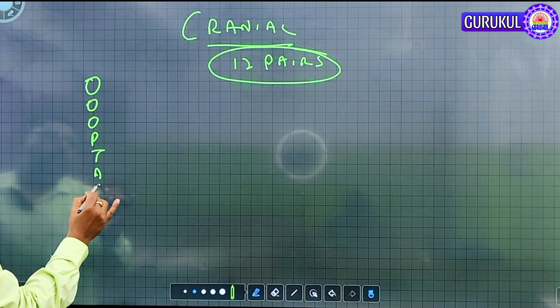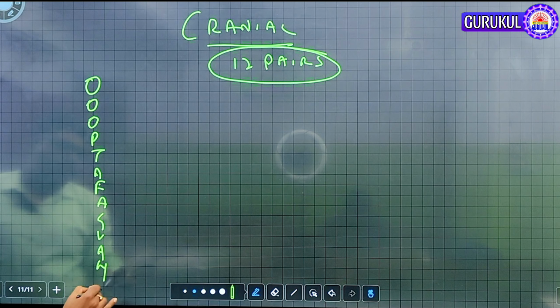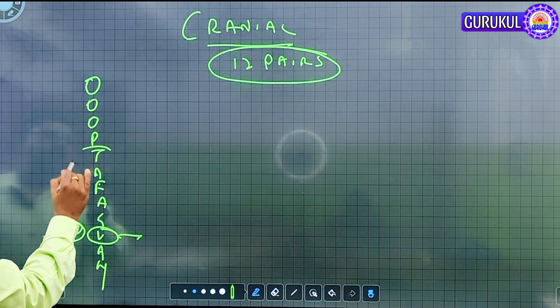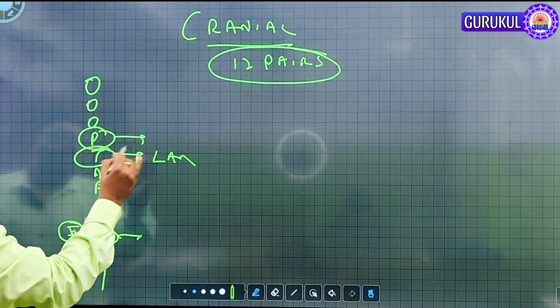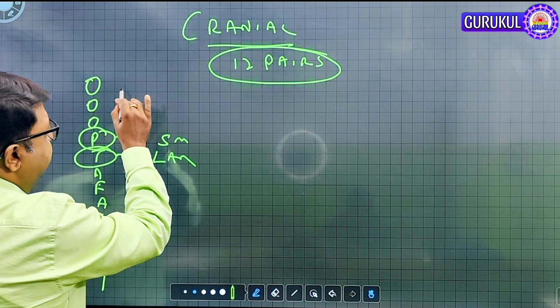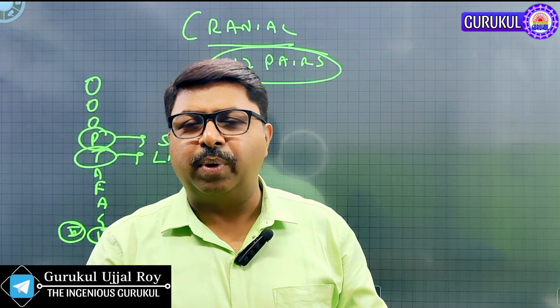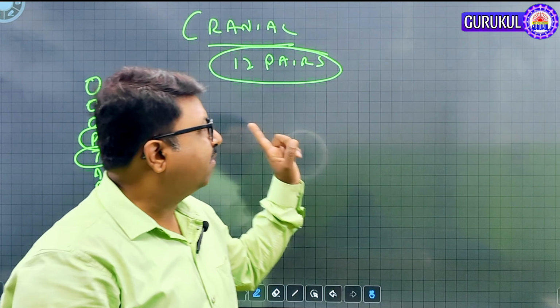Just go through the earlier video. The 10th cranial nerve is the vagus, the longest cranial nerve. Trigeminal, the 5th cranial nerve, is the largest cranial nerve. Pathetic or trochlear is the 4th cranial nerve, which is the smallest cranial nerve. And each one of them has different functions to play. Just go through the earlier videos where you're going to get all the information about cranial nerves.